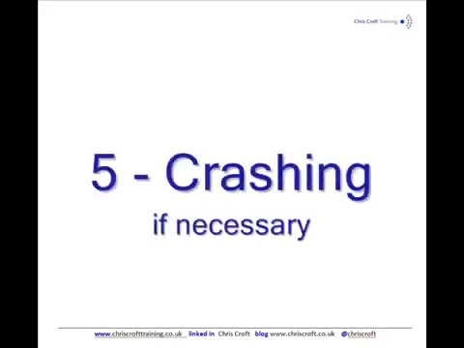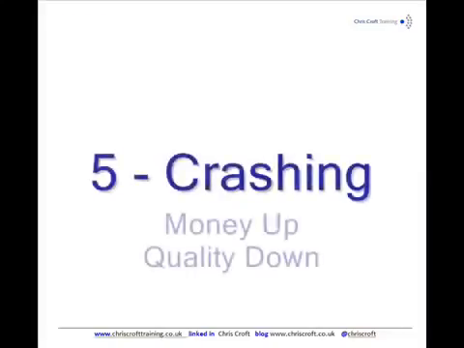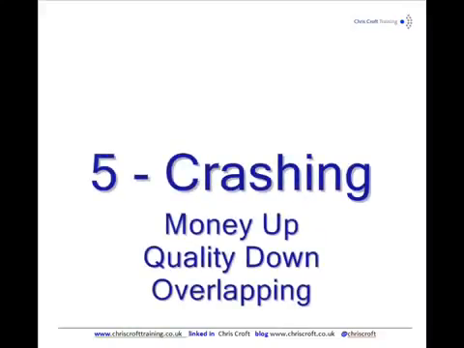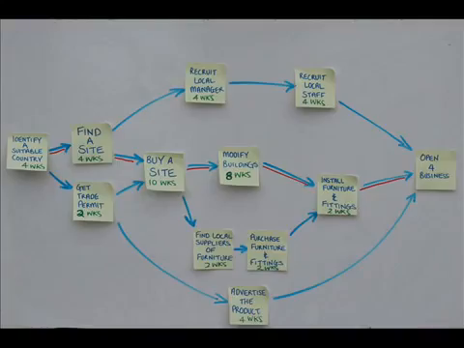Step 5 is to look at your network diagram and decide whether you're happy with how long it's going to take. If it's going to take longer, you'll need to speed it up, which is known as crashing. And this usually means either putting the money up on some of the tasks or reducing the quality of some of the tasks. Although sometimes you can overlap some of the tasks as well. And by the way, the ones that you need to crash obviously are going to be the ones on the critical path. No point in crashing a floating task.